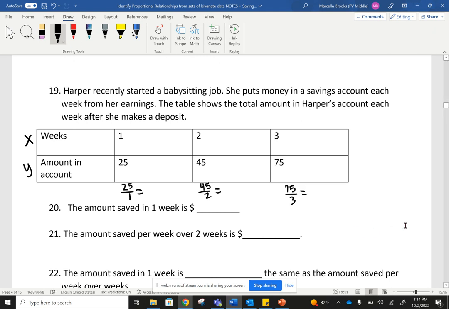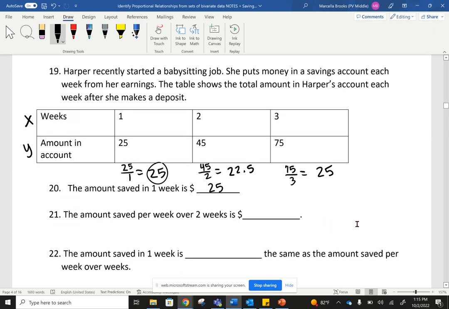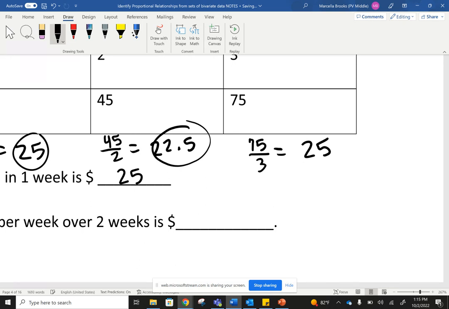So 25 divided by 1 is 25. 45 divided by 2 is 22.5. 75 divided by 3, that's 25. So the amount saved in 1 week is 25. The amount saved over a 2-week period is 22.5, or 22.50 if you want to be precise there.